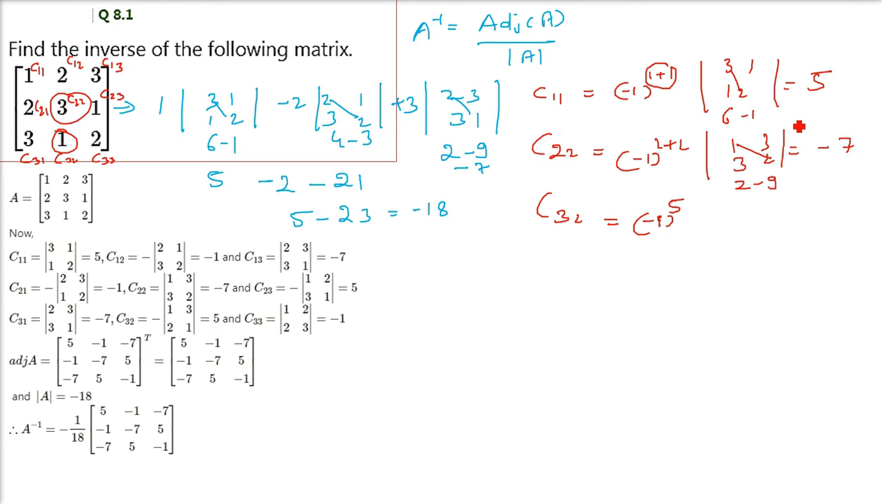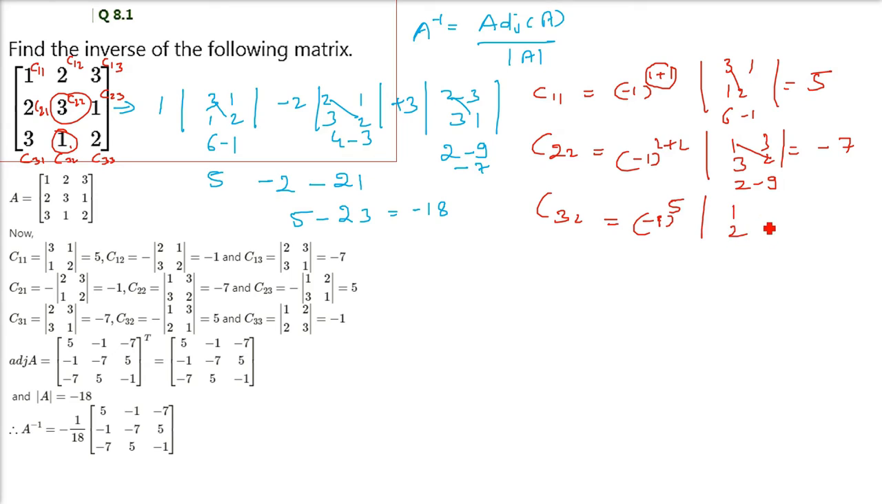Minus 7 here. And minus 1 to the power 5 is going to be negative. And C32, so third row and second column, just leave this, and the other values just write here. So please remember, the minor with the plus or minus sign is the cofactor. So we are just leaving this.